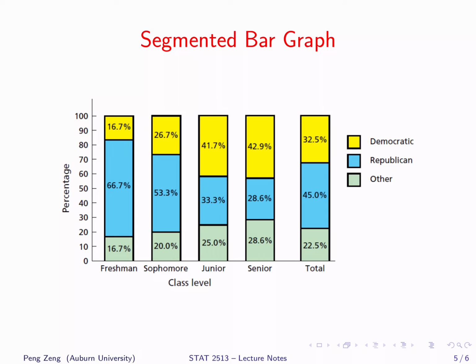This is called a segmented bar graph. It shows the conditional distribution for different class levels. Clearly, the proportion of yellow, or Democratic, increases as we move towards the right. The proportion of blue, or Republican, decreases as we move towards the right.